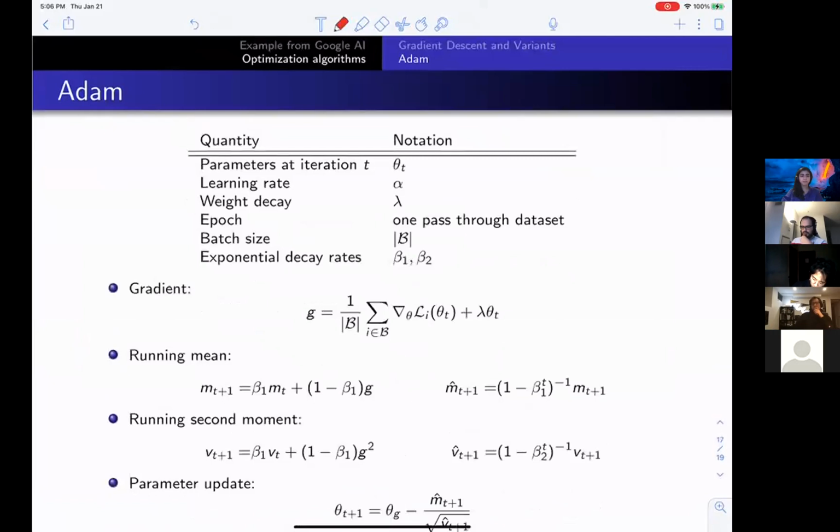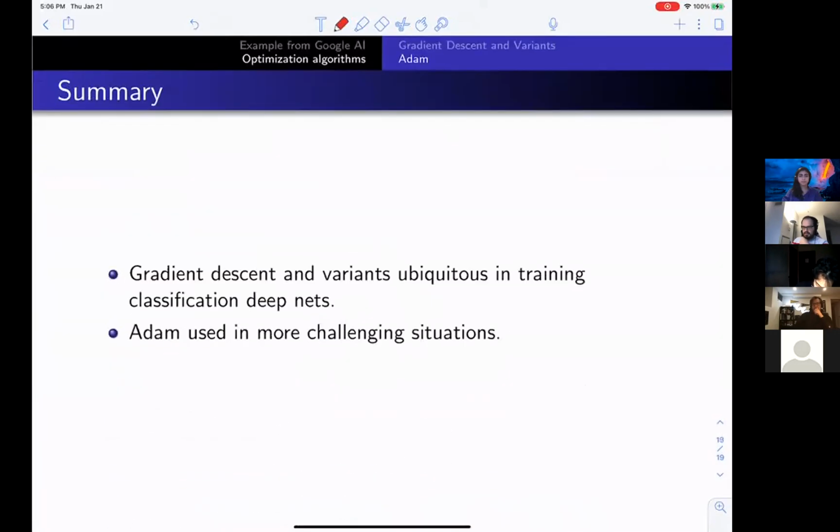Okay, so I was thinking of explaining what Adam is, but it seems like we're out of time, so I think I'll skip that. And to summarize, gradient descent, gradient descent, gradient descent, that's basically ubiquitous in training classification deep nets, and that's the most important optimizer you should focus on understanding.